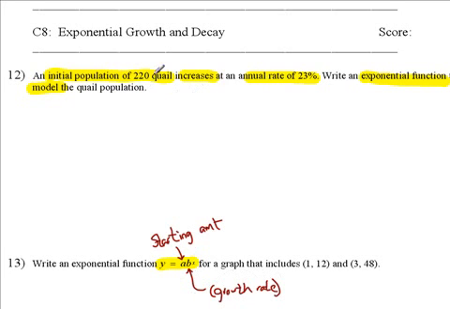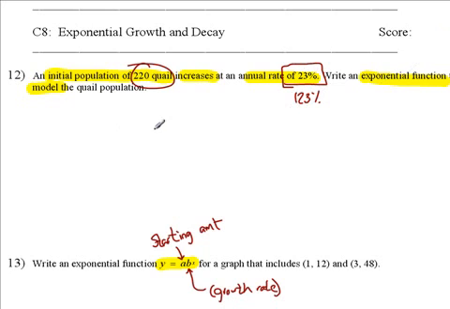Okay, so what did we start with? 220 quail. How much percentage-wise do we have at the end of the year of our 220? Percentage-wise? 123%. If it grows by 23%, I have the whole 100% I started with plus 23% more. I'm ready to write an equation.